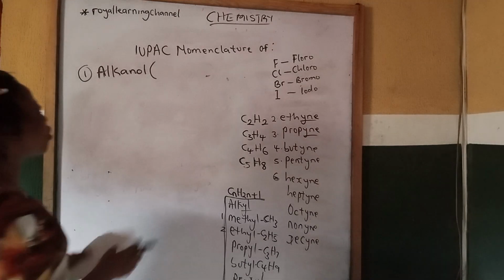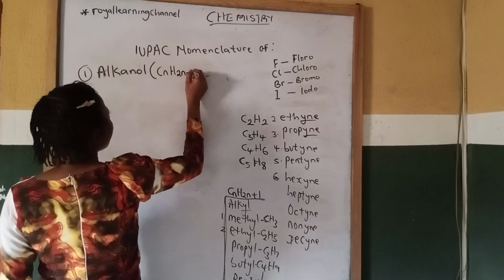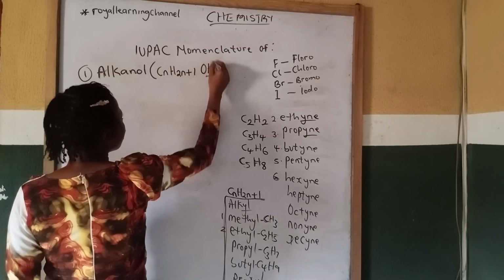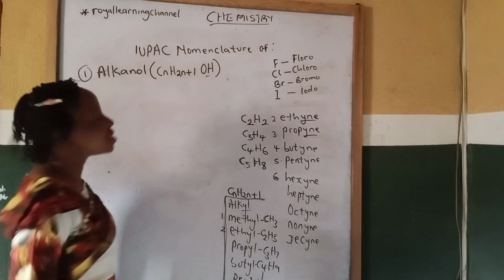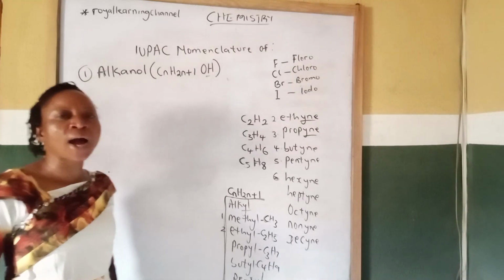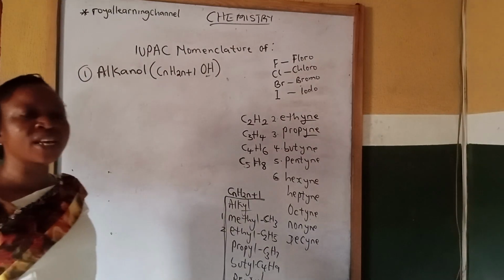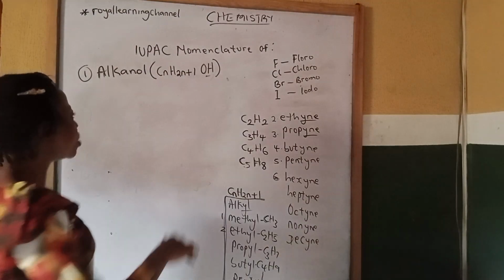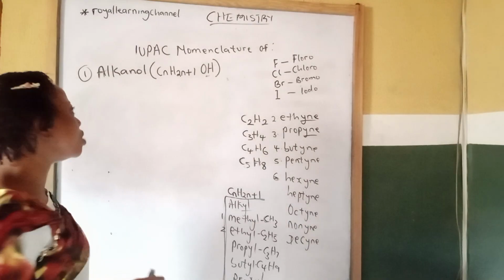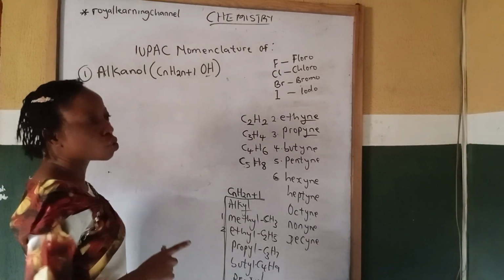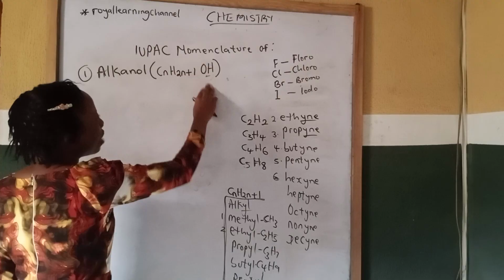Alkanol has a general formula of CnH2n+1OH. So the functional group of alkanol is OH. Which means that we recognize members of alkanol by the presence of OH in its structure. We recognize a member of alkanol due to the presence of OH in its structure. So when you have a structure that contains OH, it shows that that structure belongs to an alkanol. And this is the general formula for alkanol.